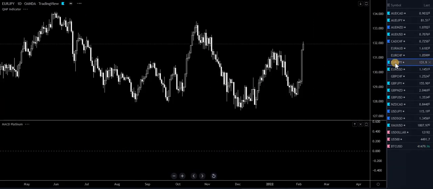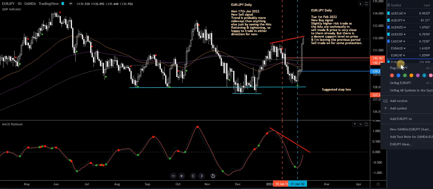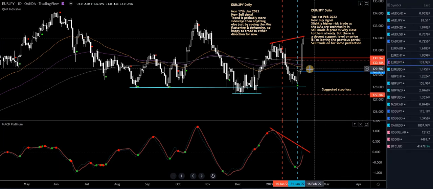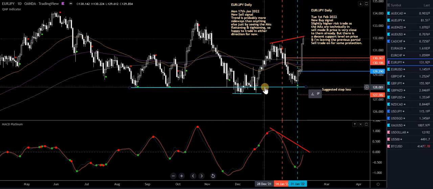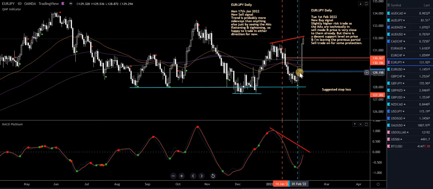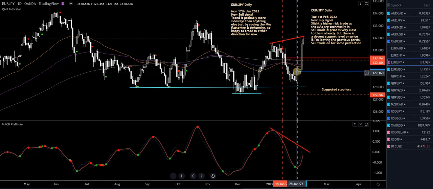All right, Euro Yen. I'll just highlight this so I remember to fix it up after the video. There was a sell trade here, taken here. It's gone down nicely, come down towards this support zone here. It's bounced up, taken a buy in here. Now, in the meantime, my sell was stopped out on Thursday's big bang candle up. Huge candle up.